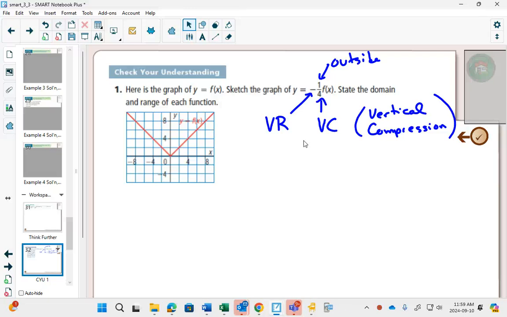This question on the beam. So we've got a vertical reflection and a vertical compression on this one. The vertical reflection will multiply your y values by -1. The vertical compression will multiply your y values by 1/4. Together, sometimes we do these together, our y values are going to get multiplied by -1/4.